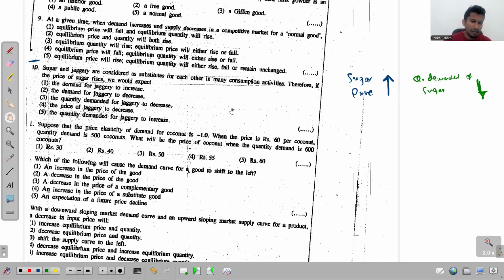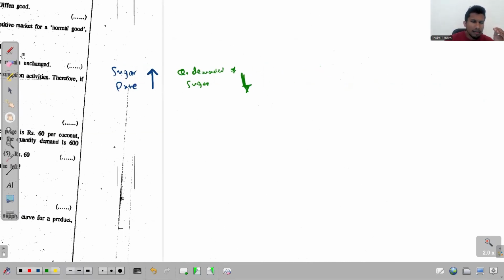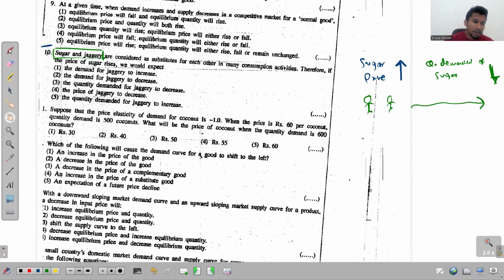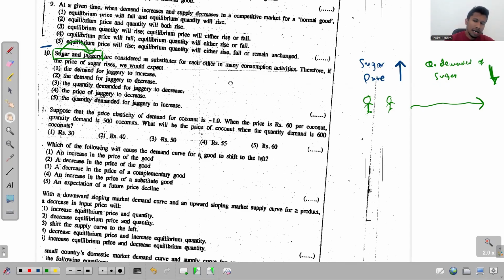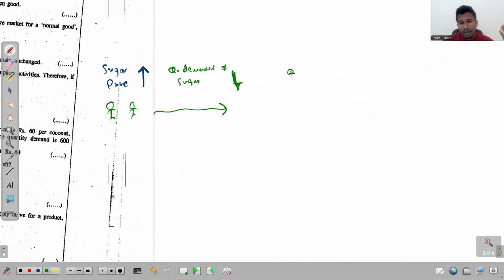We see the quantity demanded of sugar to decrease. And why is that? If you think about that, why is that? Because if these are the two substitutes that we are considering, when the price of sugar increases, we say the quantity demanded of sugar decreases. But why is that? Because consumers who were consuming sugar are now moving from sugar to jaggery, right? They are moving from sugar to jaggery. And what happens to jaggery then? You have the demand in this way. We have the demand for jaggery in this way.